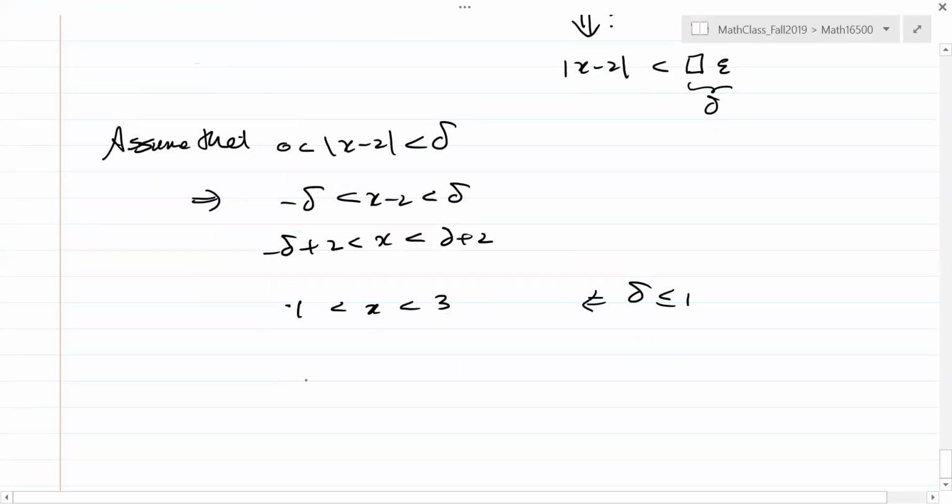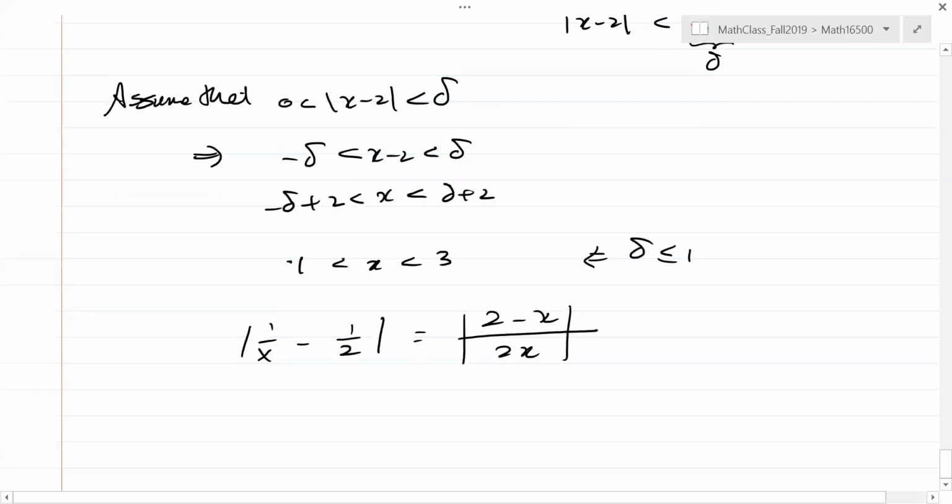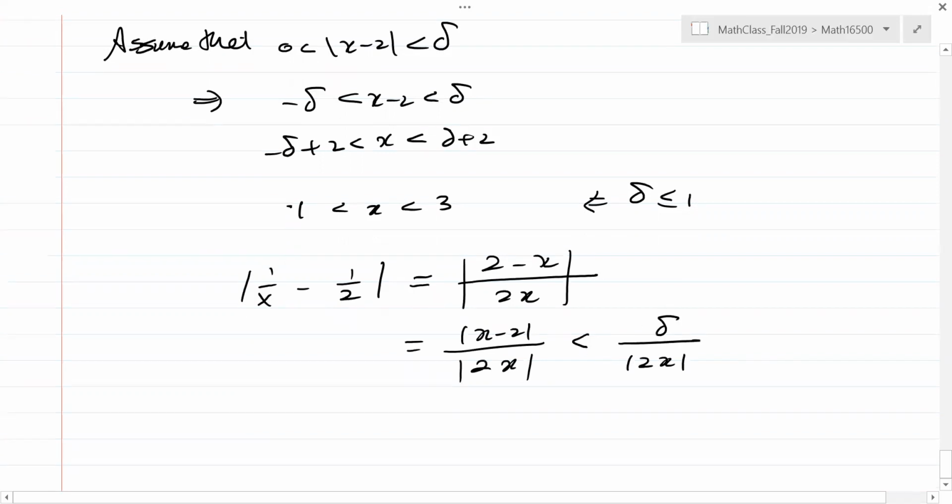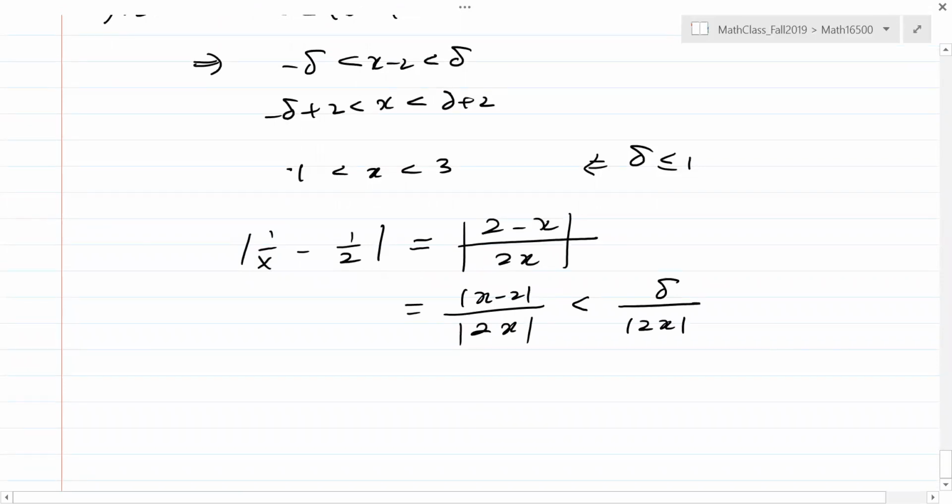Okay. So now under this assumption, let's check this. We will get the absolute value of (2 minus x) over 2x. So that is going to be |x minus 2| over 2x. I know this is going to be less than delta. It's an assumption. But how can I get rid of x? Well, the smallest possible value for x is going to be 1. So it's in the denominator. This is equivalent to saying that 1/x is greater than 1/3 and less than 1.